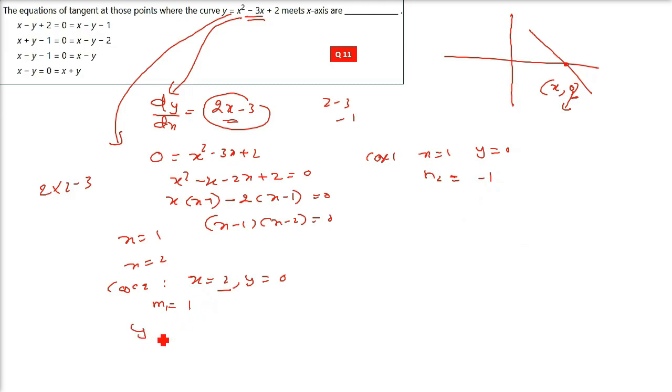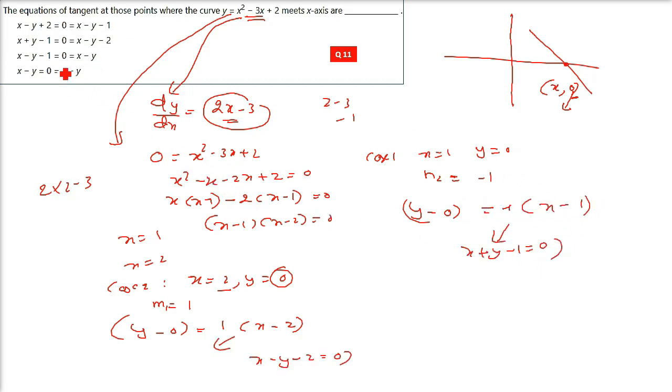Let us formulate the equation. y minus y1 equals to m into x minus x1. x and y are 2 and 0, and m is 1. Here also, so y minus 0 is equal to, m is negative 1. So this is negative 1, and then x minus 1 because x is 1 here. So the equations which are being formed are x plus y minus 1 equals to 0, and here we have x minus y minus 2 equals to 0. So these are two equations which you can choose from here, and that is going to be your answer.